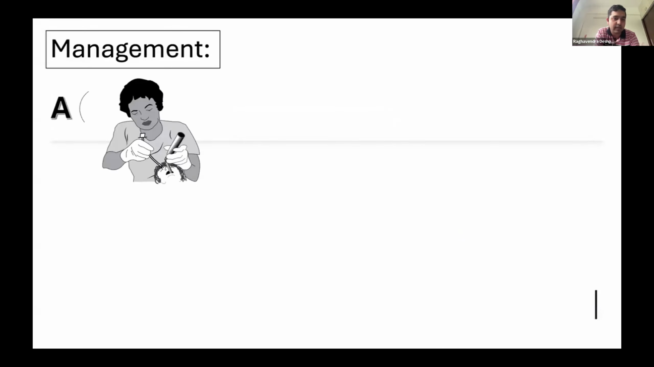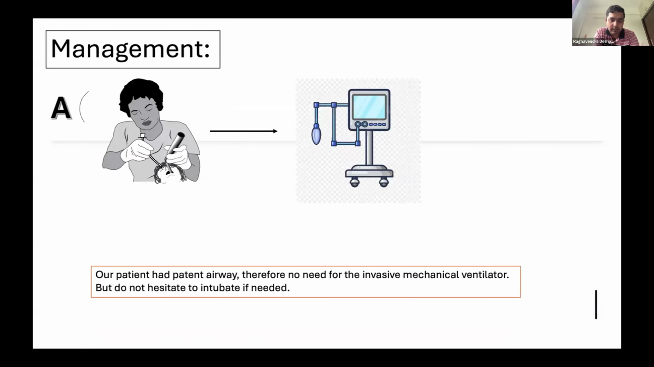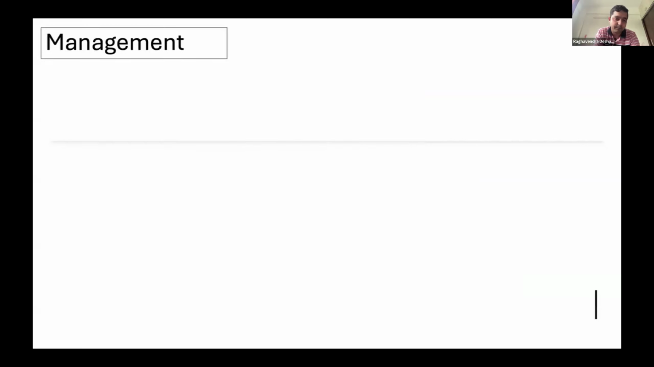A stands for definitely airway. If needed, we have to intubate the patient and put him on the ventilator. Our patient presently may not need the ventilator. Therefore, timely and regular assessment of the patient may help us recognize that the person is having an impending airway problem and may need intubation. Therefore, always do not hesitate to intubate if needed.